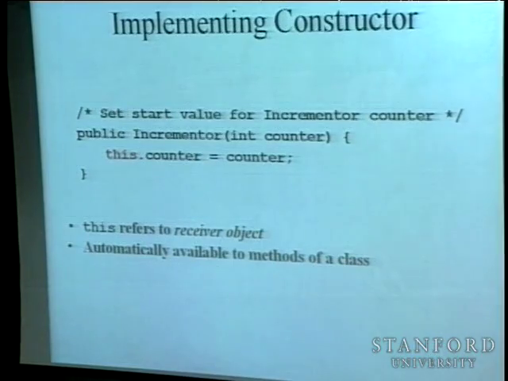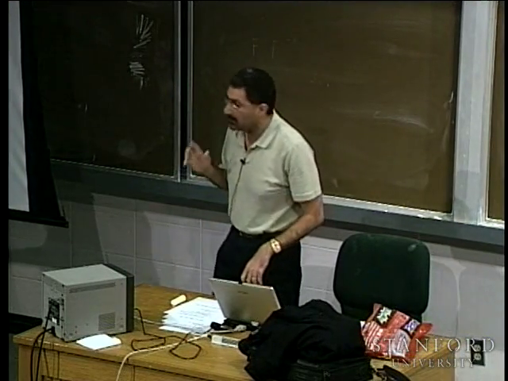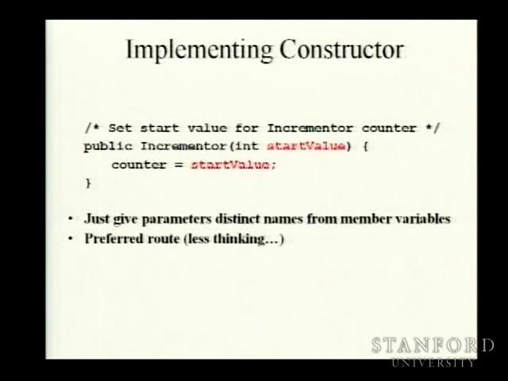Now, this is kind of ugly syntax. There are some reasons to use it here and there, but it's ugly syntax. The way to think about this is just give them different names. That's the easiest way to do it, right? Keep the names of your parameters distinct from the names of your instance variables, and there'll just be no confusion with this or that or whatever. You just keep the names distinct, and it's the preferred route.